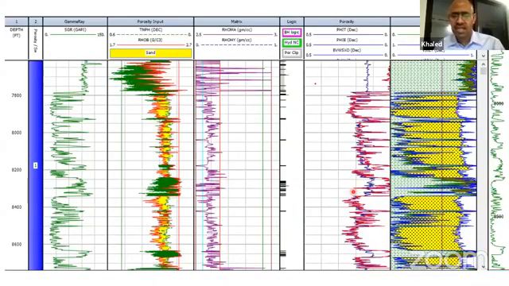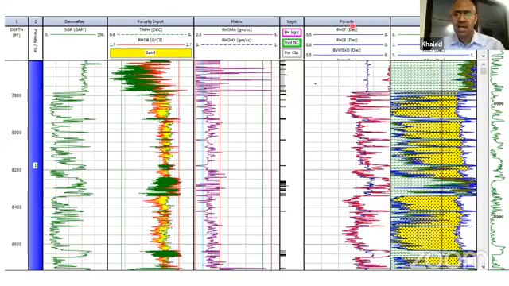So if you take the calculation, it is very simple. I'm showing you the same example from yesterday. You have the gamma ray that gives us the V-shale. We have the neutron density that will give us the V-shale and also give us the porosity. You do some calculation and it gives you your porosity.